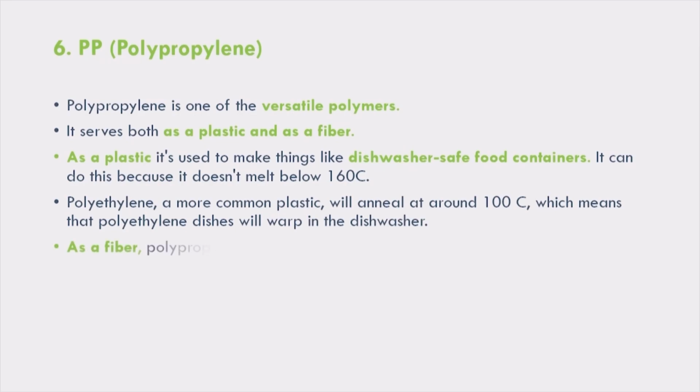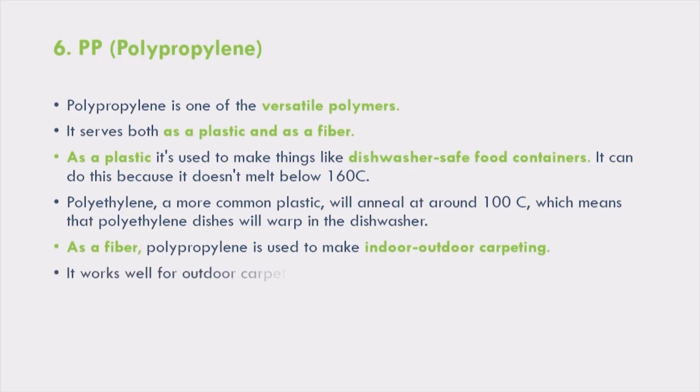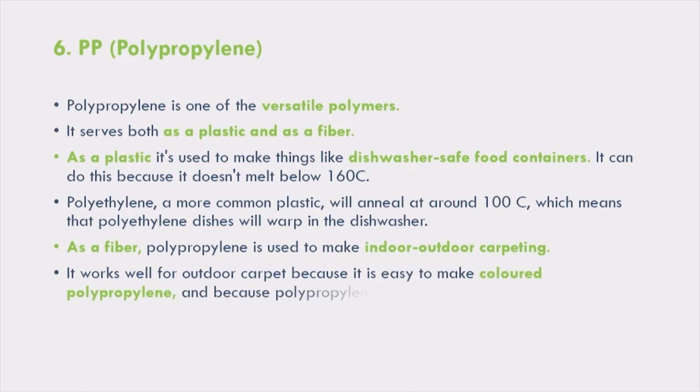As a fiber, polypropylene is used to make indoor-outdoor carpeting, the kind that you always find around swimming pools and miniature golf courses. It works well for outdoor carpet because it is easy to make colored polypropylene and because polypropylene doesn't absorb water like nylon does.